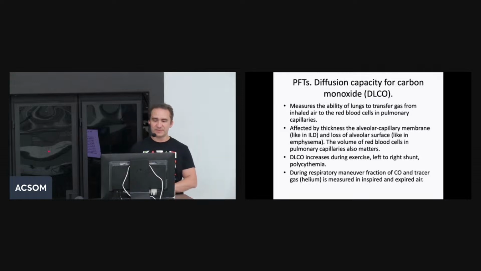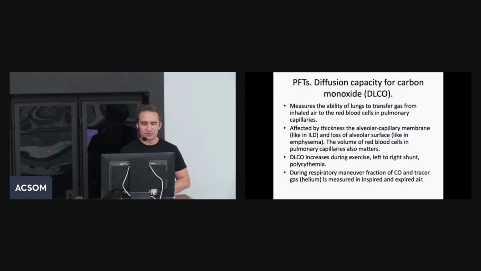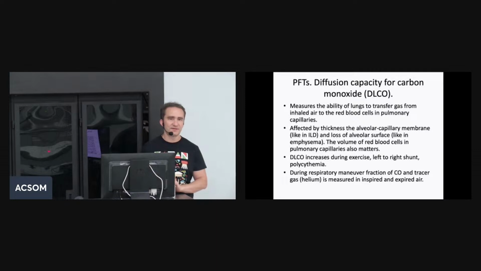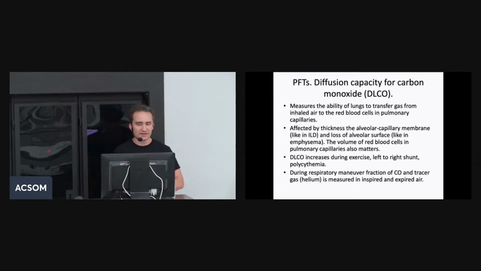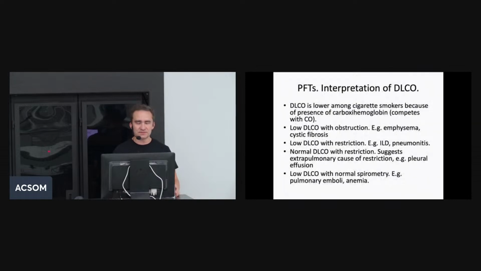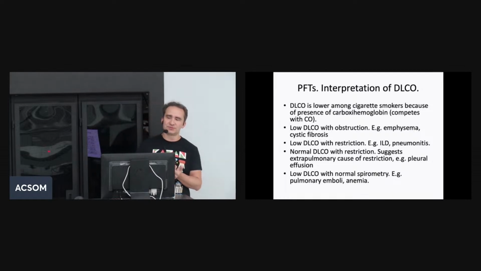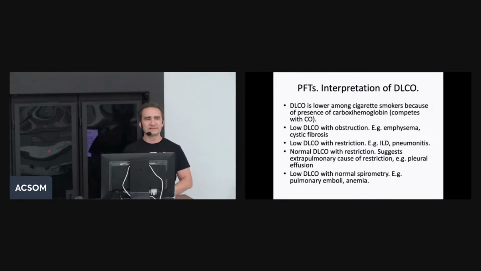During the respiratory maneuver, you're basically tracing how much CO is in what you inhale, and then how much CO is in what you exhale, and then you see the difference. There is a formula they use, and that's how you calculate diffusion capacity. Interpretation is difficult: it's hard to use any single number without the context of the patient and the context of other tests.